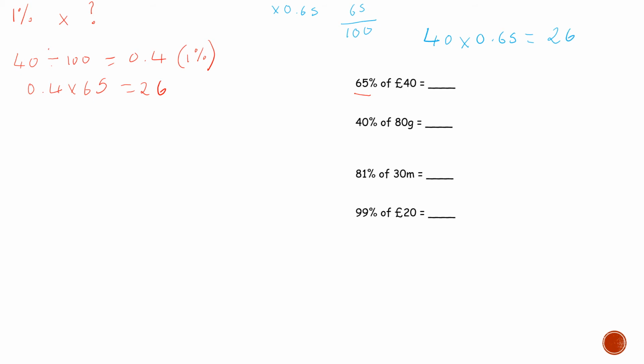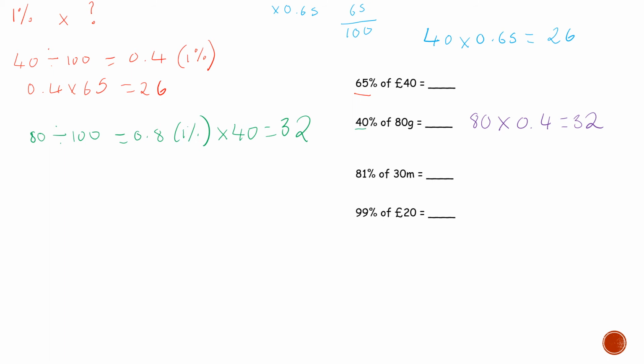Let's have a look at this next one, which is 40% of 80 grams. So again, I would do 80 divided by 100, which would give me 0.8, which is 1%. I would then times that number by 40, which would be 32. Or I could just do 80 times 0.4, which would also be 32.